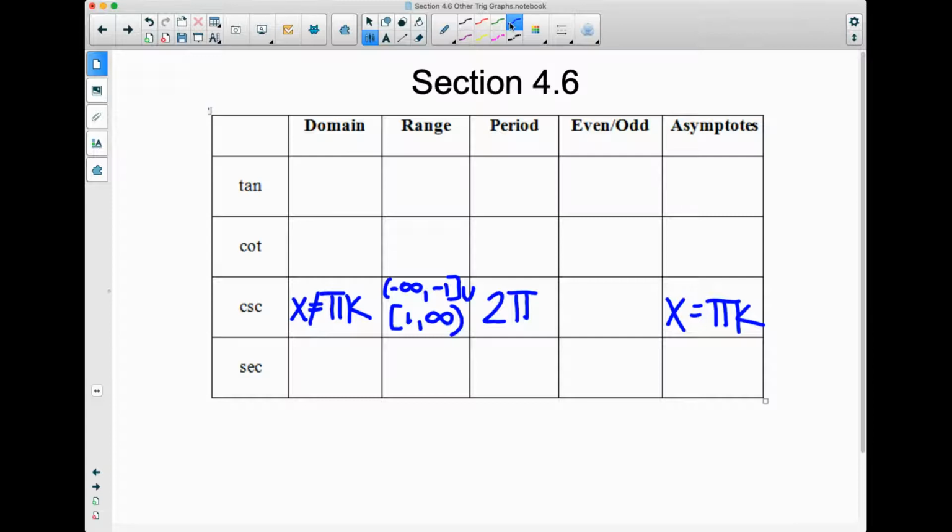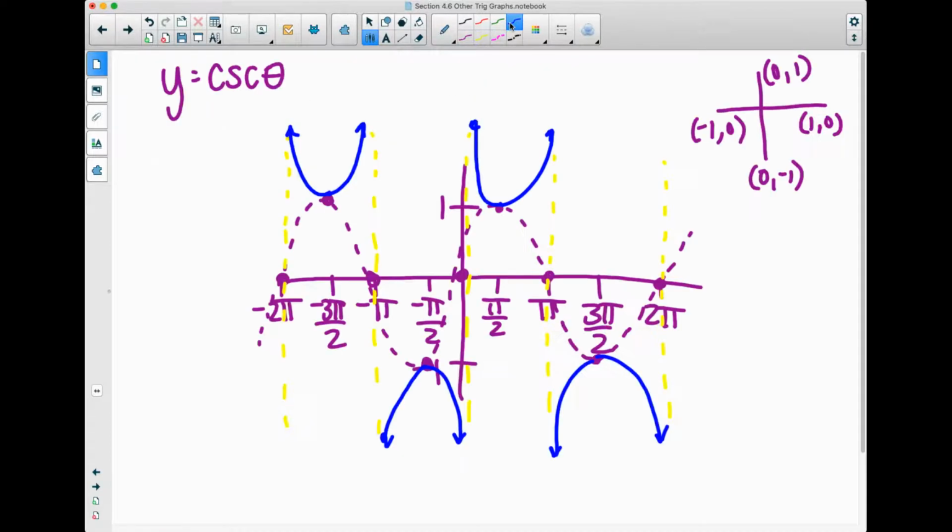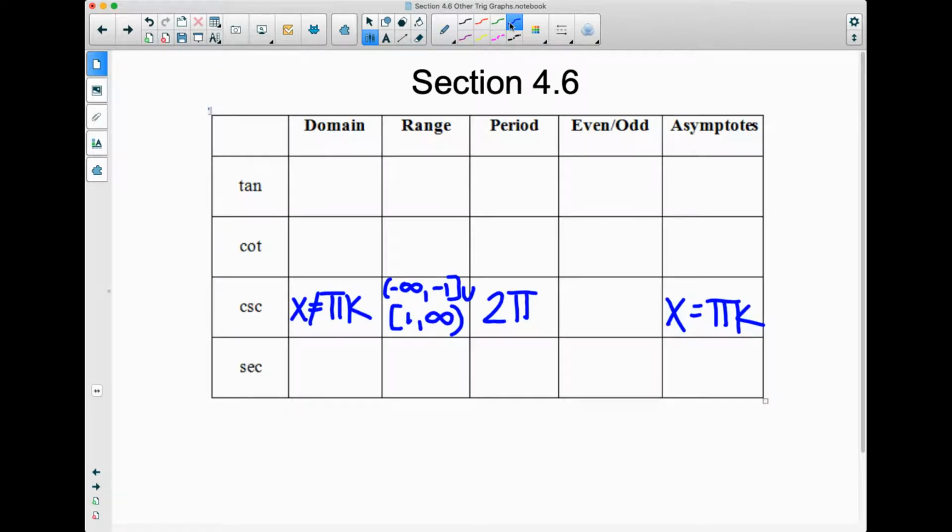And I normally do this on the whiteboard where I have our graphs so I could go back and forth, but not having to switch back and forth like I am here. And then this is still symmetric about the origin, just like sine was. Okay. That is your cosecant graph.